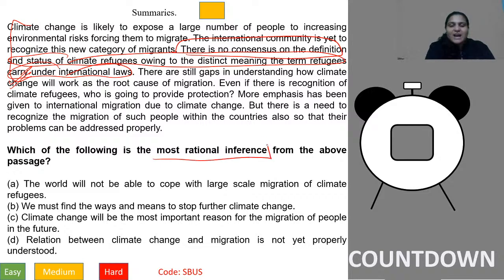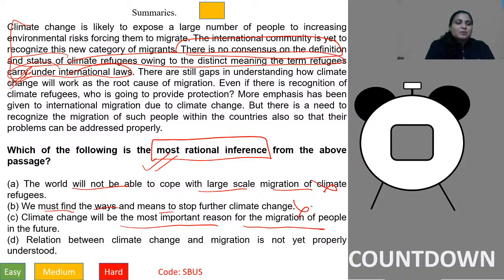So what is the most rational inference? What can you logically deduce from the above passage? The world will not be able to cope with large scale migration. It is nowhere written in the passage. They're saying there will be migration, but whether they will be able to cope or not, we don't know. The second is we must find the ways and means to stop further climate change. It doesn't say that. It only talks about migration due to climate change. Climate change will be the most important reason for the migration of people in the future. It doesn't say so, again, that it will be the most important reason. That's why this one is incorrect.